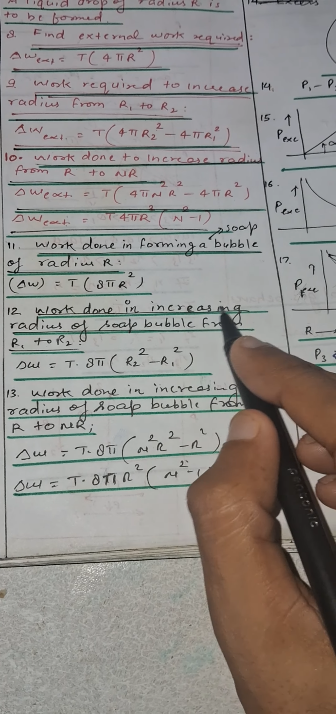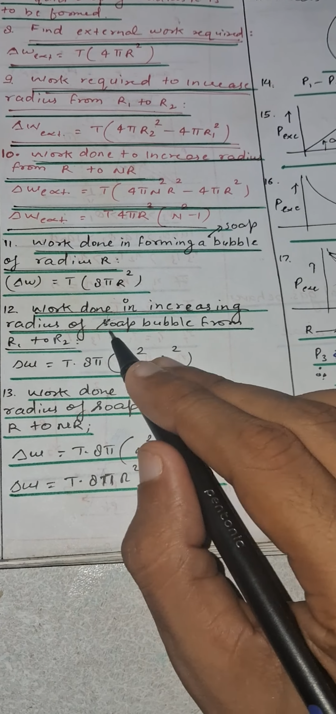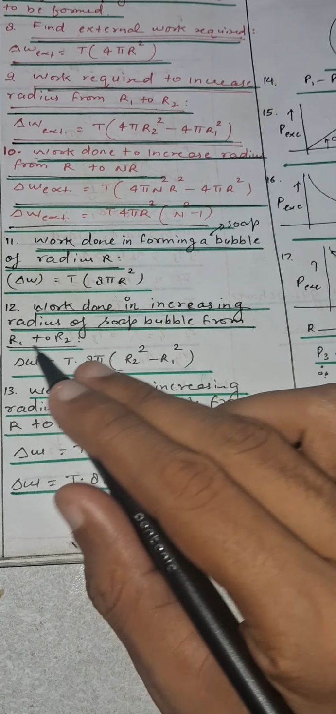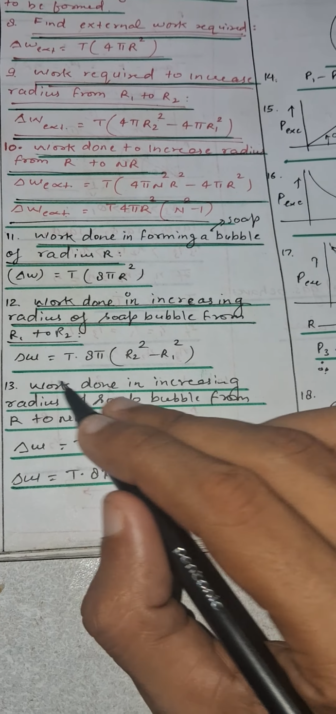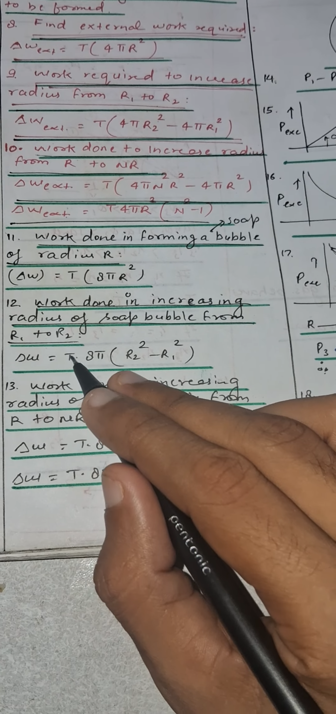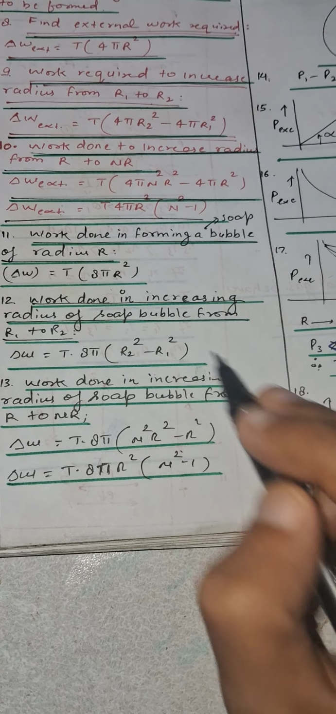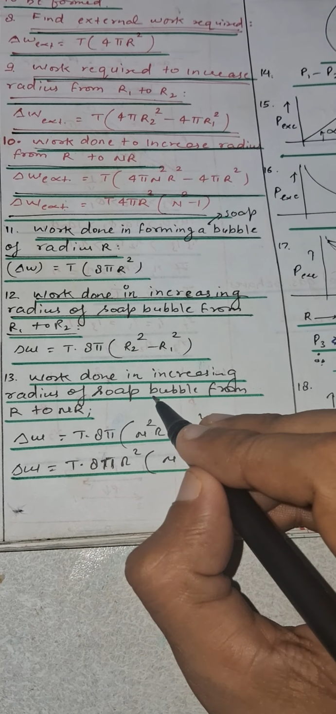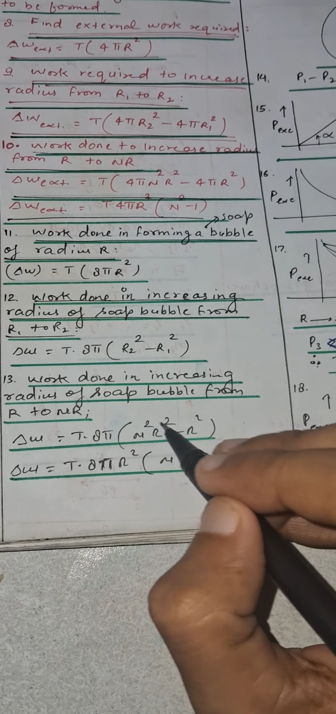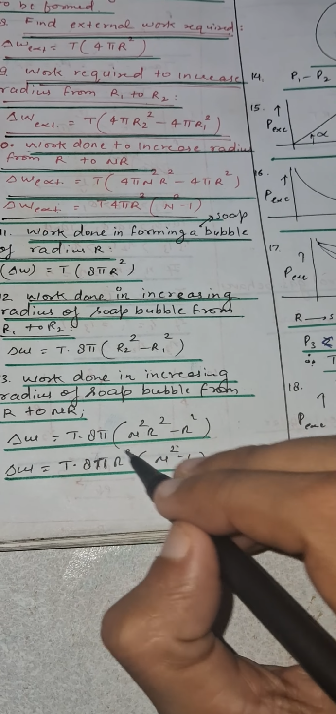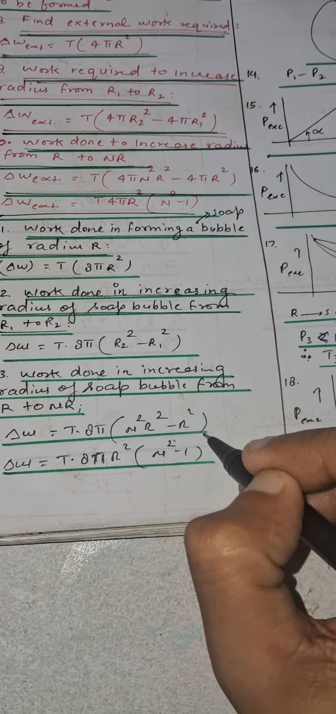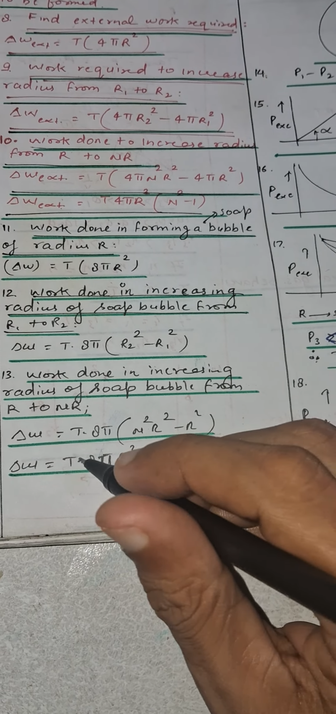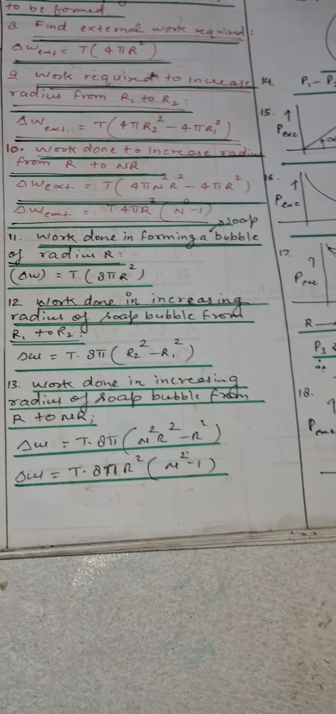And then, work done in increasing the radius of a soap bubble from r1 to r2. Using the same concept, we put the limit from r1 to r2, and work done will be equal to T into 8 pi, r2 square minus r1 square. Then we have another question: work done in increasing the radius of a soap bubble from r to nr. That will be T into 8 pi, n square r square minus r square. After simplification, we have T into 8 pi r square, n square minus 1.